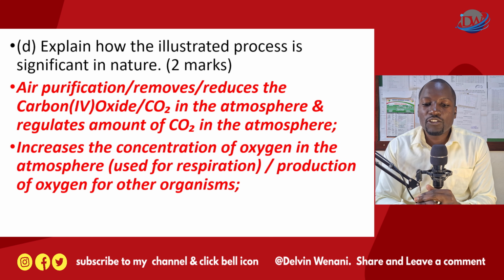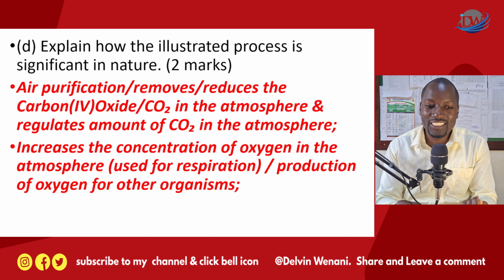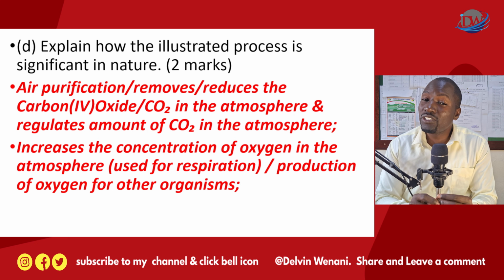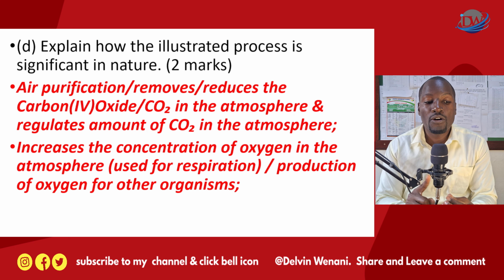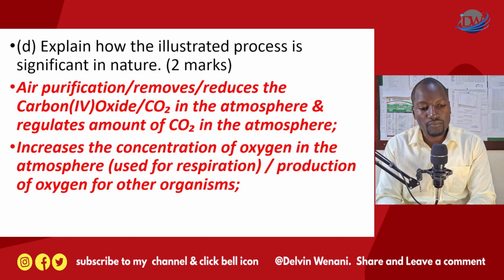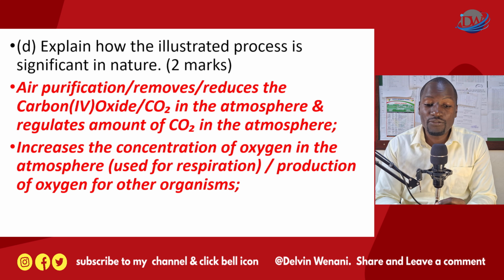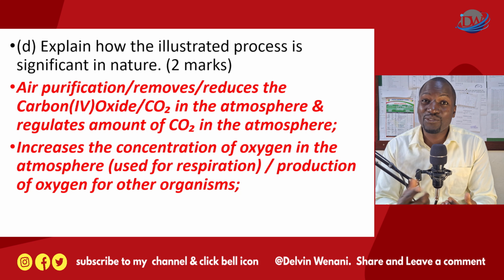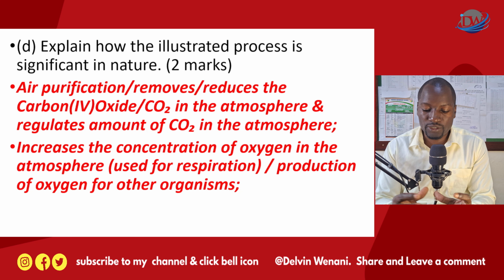Number two, increasing the concentration of oxygen in the atmosphere. As it is reducing the carbon dioxide, remember it is supplying what? Oxygen. So it increases the concentration of oxygen in the atmosphere, which is used by living organisms like animals for respiration. And also it helps in the production of glucose. The glucose produced by plants is mostly converted to starch, and therefore living organisms get food in the form of starch from those plants.